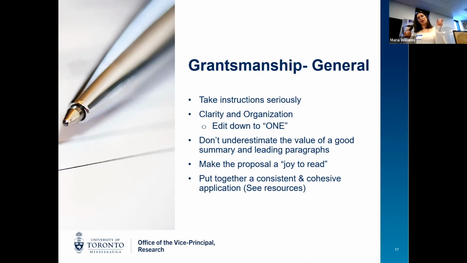Skipping back then, don't underestimate the value of a good summary and the first paragraph in your detailed proposal. The summary is the first thing that the reviewers read. They use this to get an impression of the work. They also use it to refer back to your work. Once they've read the work and made their evaluation, they come to the peer review committee, they're going to reread your summary, and it reminds them what the work is about. So the summary is really important.